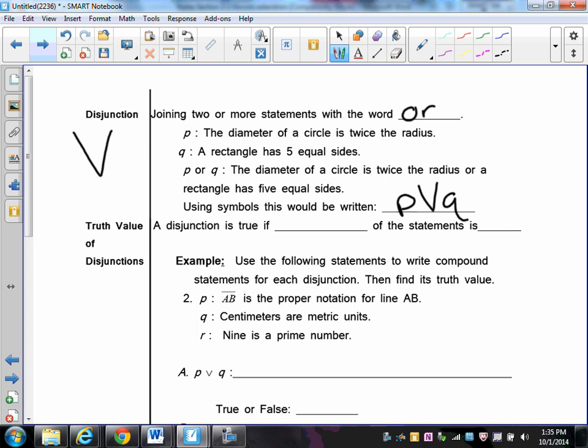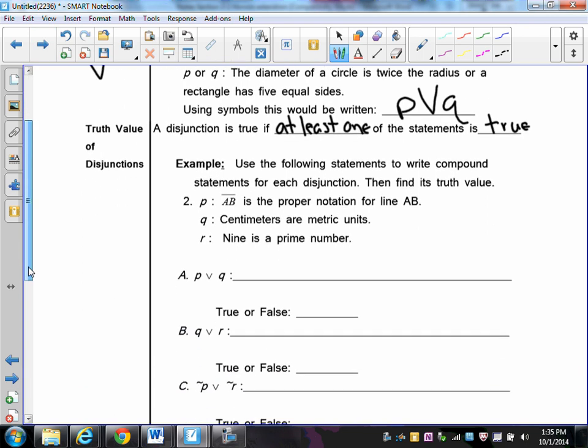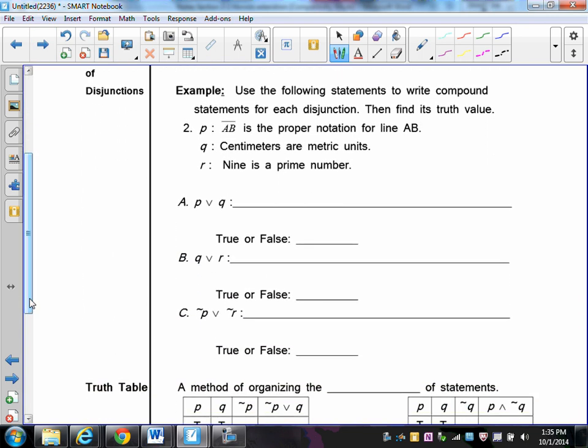So a disjunction is true if at least one of the statements is true. So with and, every statement had to be true. With and, or conjunction, every statement had to be true. With or, disjunction, only one needs to be true. So let's take a look at our example here. It says use the following statements to write compound statements for each disjunction, then find its truth value.